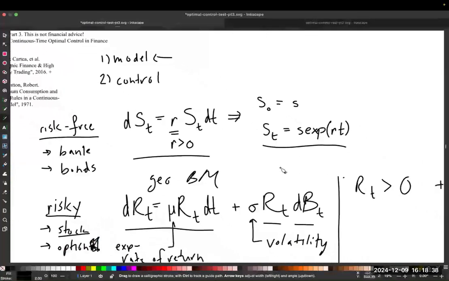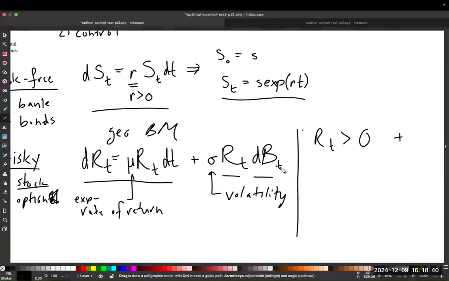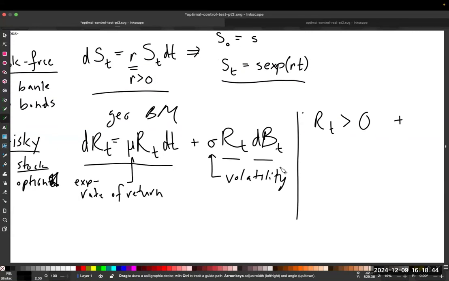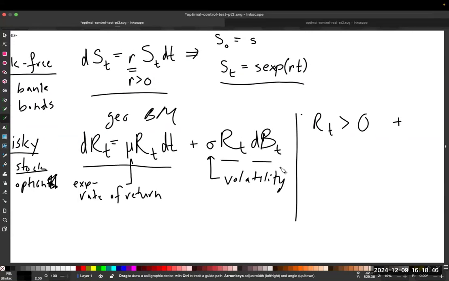So in real life, you also have jumps. So we'll talk a little bit more, much later, about modifications you can make to this model to try to include jumps as well.